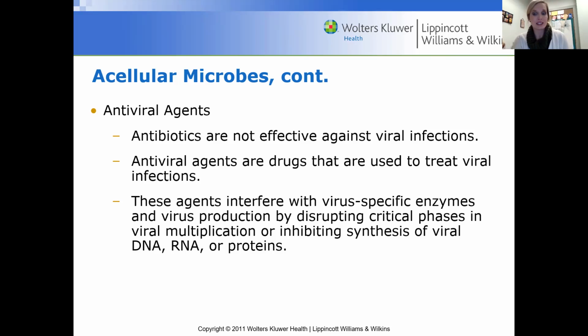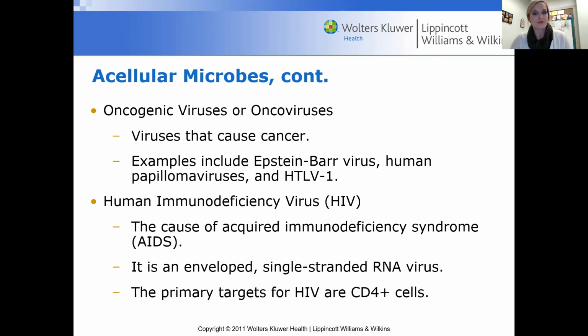It disrupts different phases in that multiplication process. Sometimes it will inhibit the synthesis of viral DNA, RNA, or those proteins which are essential to creating more viruses. Remember, the DNA and RNA is its genetic information that tells it what it needs to do. If this drug tells it no, you can't have that, then it's not going to replicate. So that's how these antivirals work, and that's going to stop the virus from spreading.